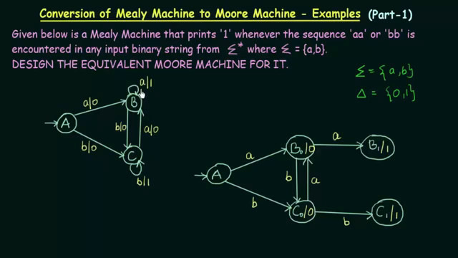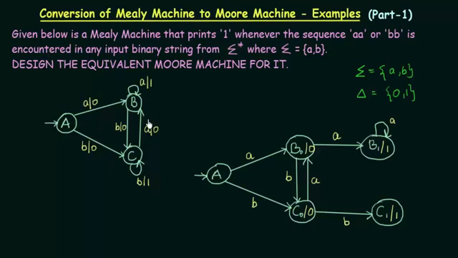So B on getting input small a, what happens? It stays in B itself and should give output 1. So I can make this stay in this B itself on getting input small a. Why? Because the output associated should be 1, and this 1 is already there in this state B1.